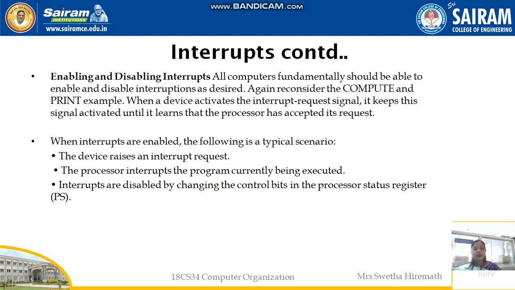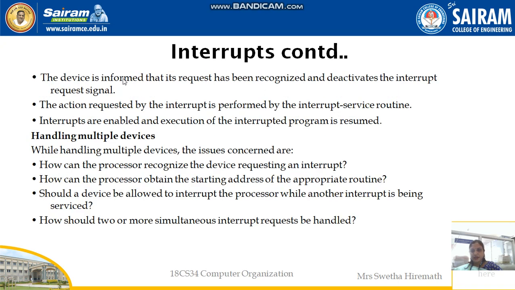So there is a register maintained in order to save the control bits. That register is called the processor status register, which takes care of whichever signals are being enabled and whichever are being disabled. Once it has been disabled, the device is informed that its request has been recognized and it deactivates the interrupt request signal. It is informed by sending the acknowledgement signal. The interrupt acknowledgement signal tells the particular IO device that its request has been identified, recognized and will be processed.